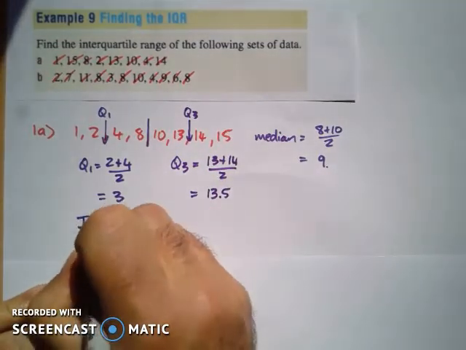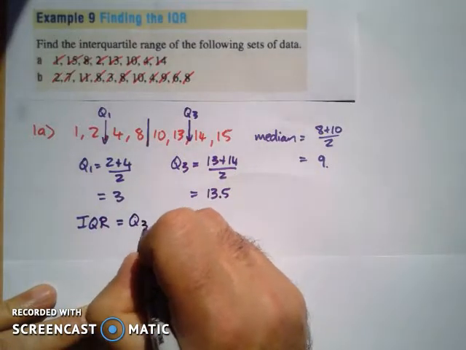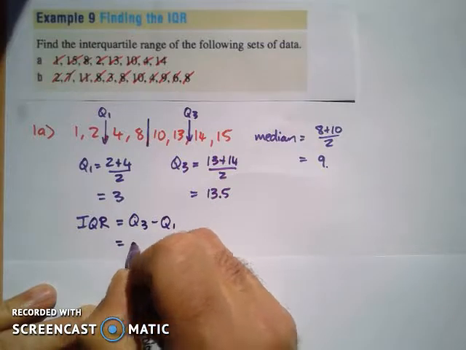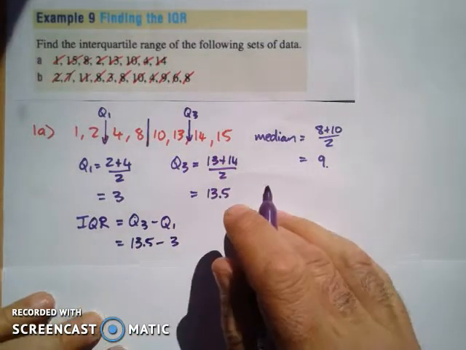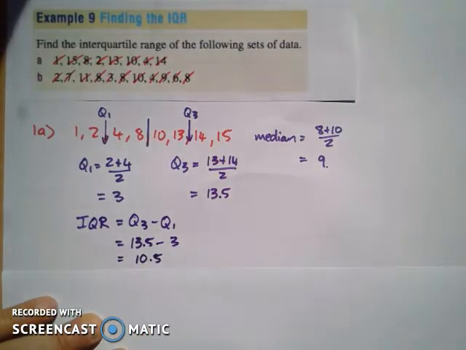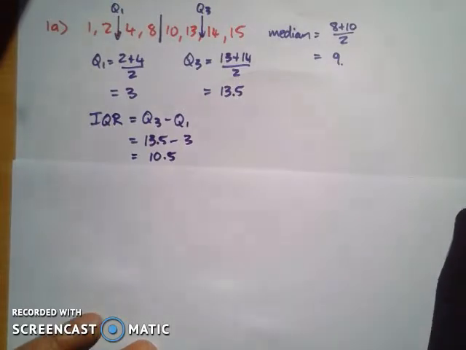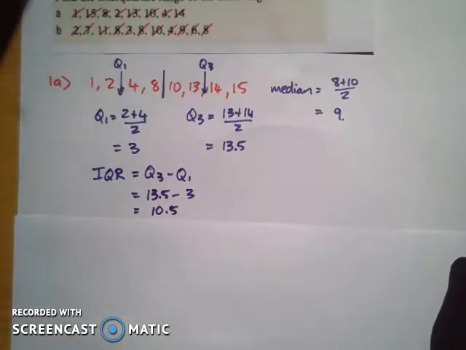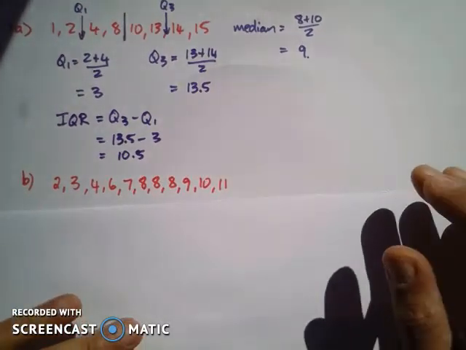So my interquartile range equals Q3 take away Q1, which means 13.5 take away 3, and my answer is 10.5. So that will be my interquartile range. If we look at B, it looks like this. I took those values and ordered them from smallest to biggest. Ta-da! Okay, and we're going to do now the same thing.